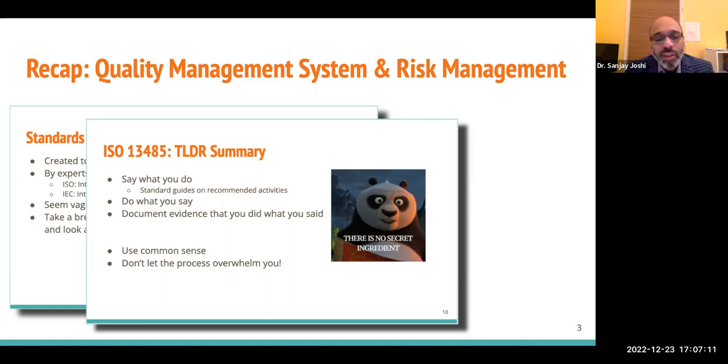When you do all this, please use common sense. And again, you're not doing what you are doing to show compliance. What you are doing is to develop a product, and don't let the process overwhelm you. And really, there is no secret ingredient. This is it. All the three points I talked about for ISO 13485, just follow them, and you will be in good shape.